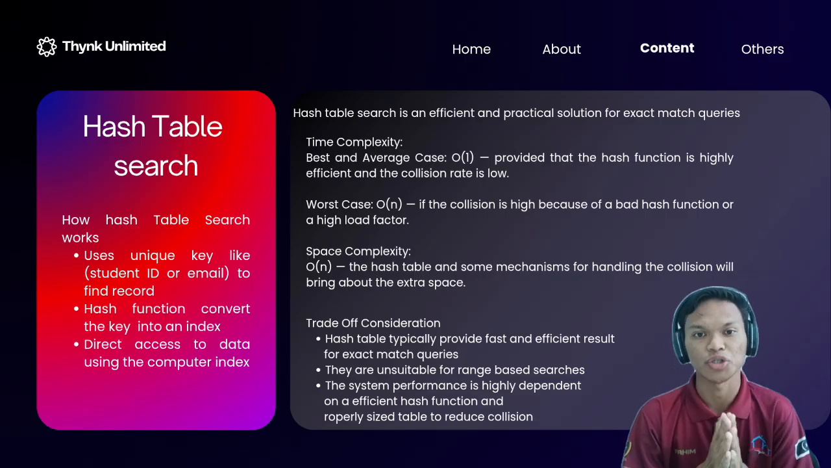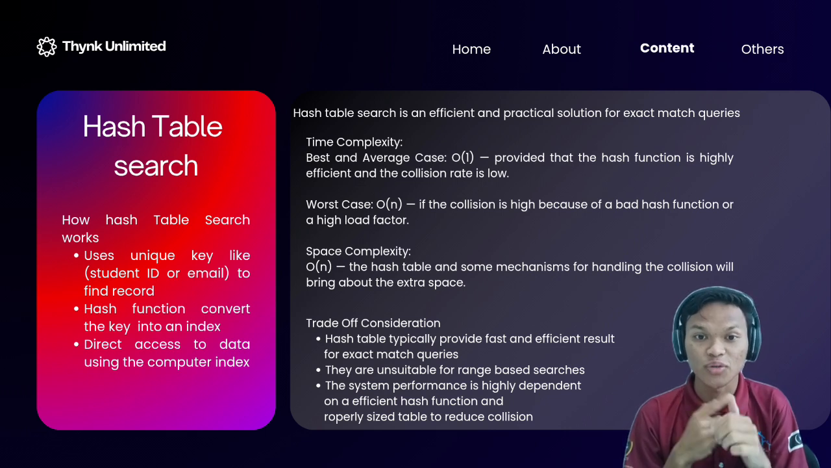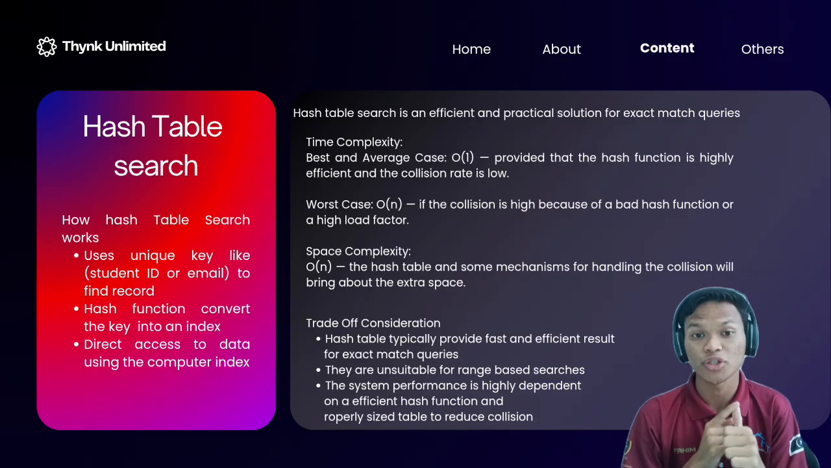table and collision management. Trade-off: hash tables are excellent for exact match queries. However, they are not suitable for range queries like find all students with GPA above 3.0. Performance depends heavily on the design of the hash function and the load factor.